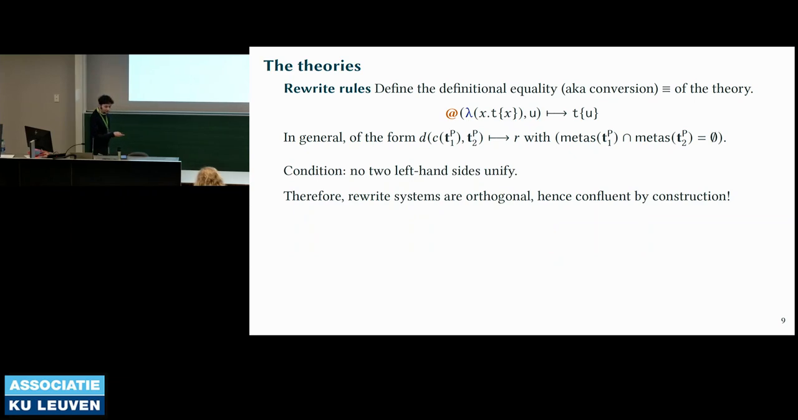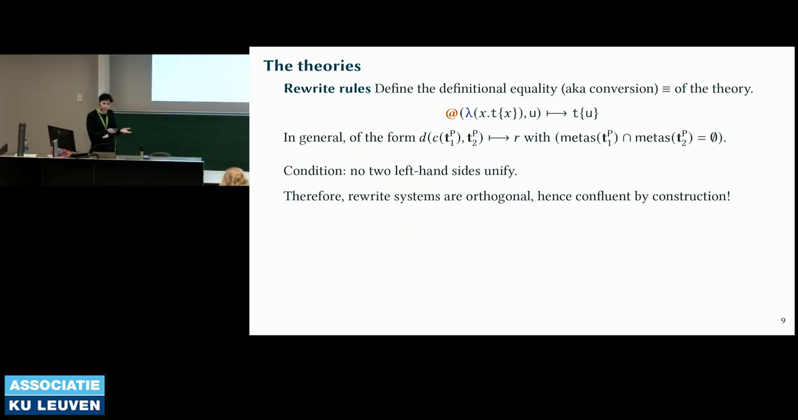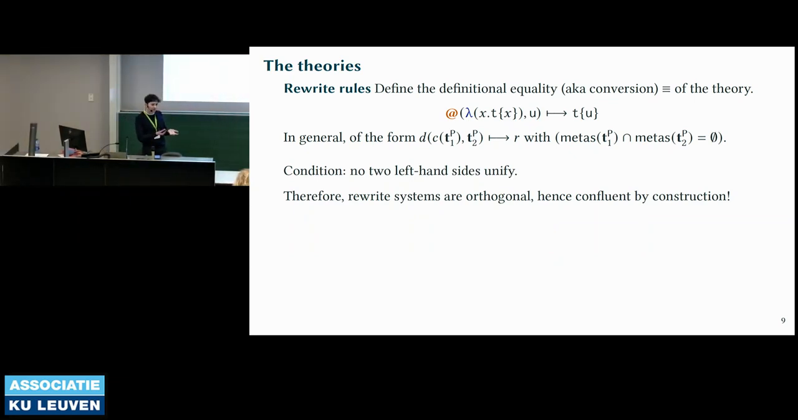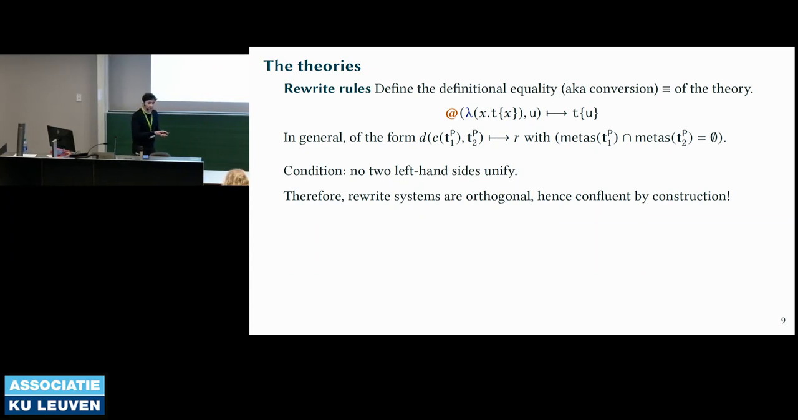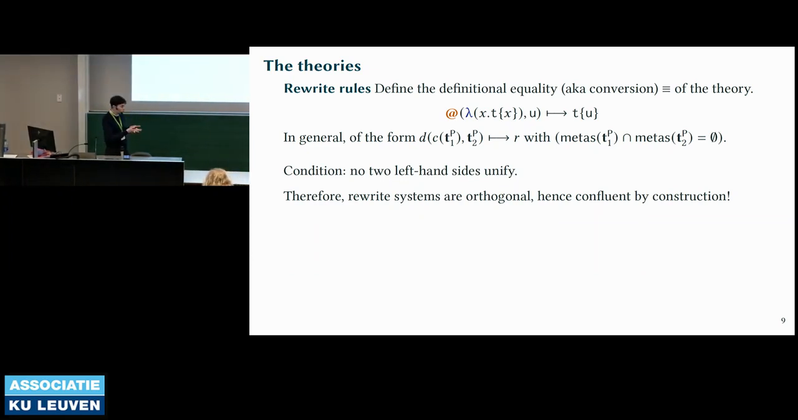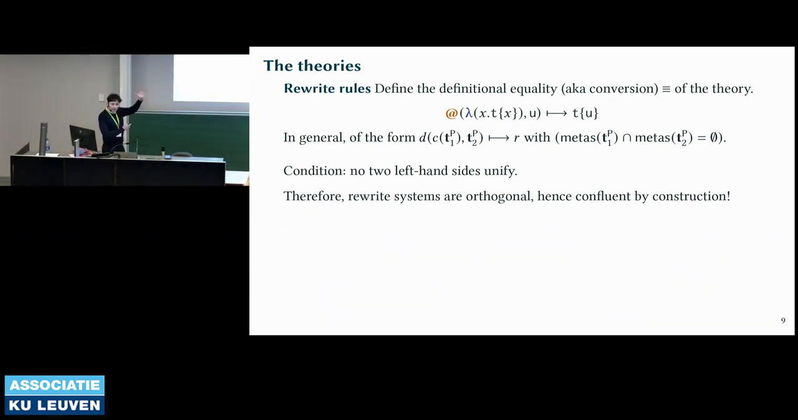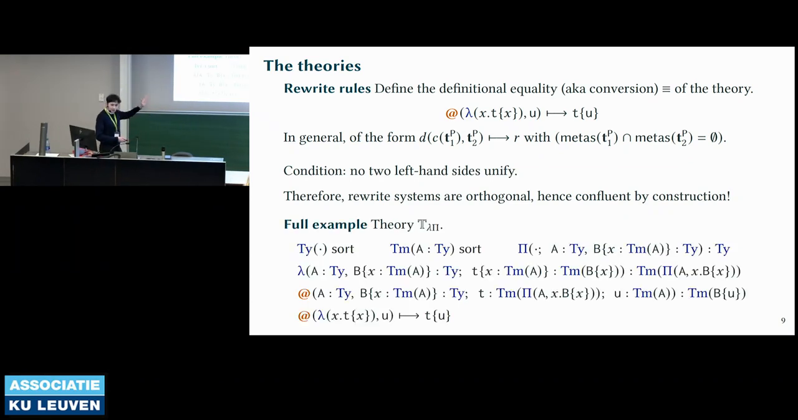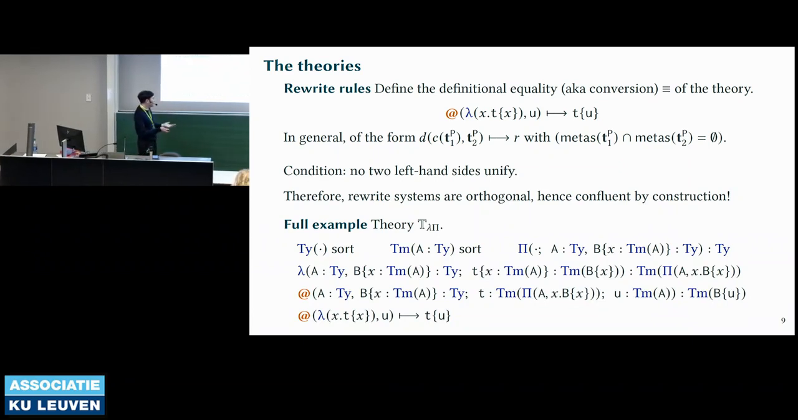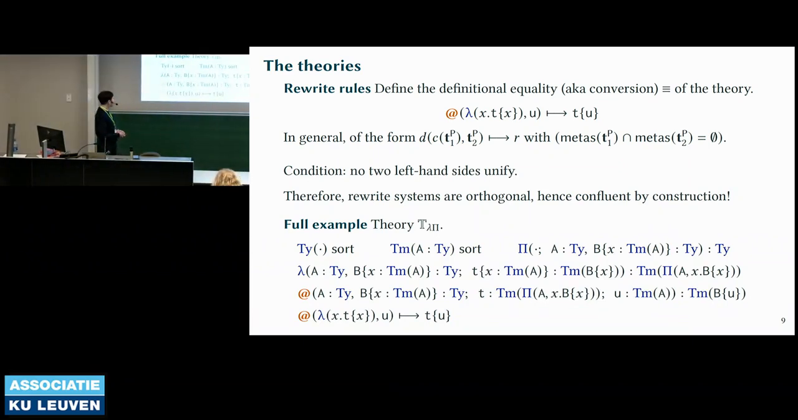And there's a supplementary condition, that no left-hand sides should unify. So basically, what this guarantees is that the rewrite systems that you have are orthogonal and hence confluent by construction. And yeah, so this finishes the definition of what the theories are. And if we pack all of the things that we saw as examples, then we get this theory here, defining a very basic Martin-Löf type theory with only function types.